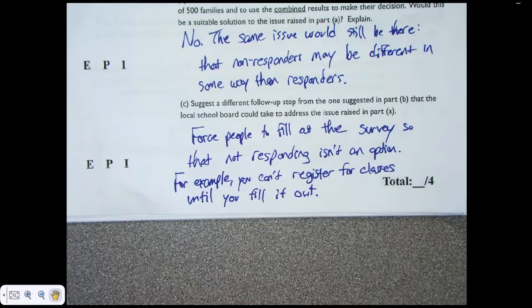So I think it's good to give an example of that. So suggest a different follow-up. So I said, you can't register for classes until you fill it out. You could try to do different ways to make them fill it out. Student can't graduate unless they fill out the survey. I don't know what else there could be. But anybody want to read theirs? Have any other ideas?